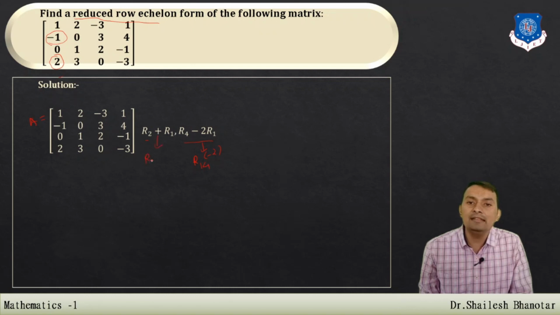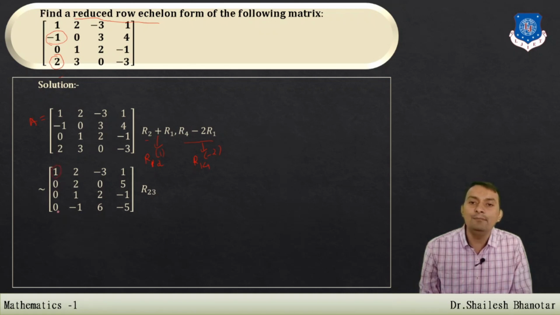This can be written as first row multiplied by 1 and added to the second row, and therefore we have its equivalent matrix, in which the first row has a leading entry, and below that particular column we have all zeros. Now I'm going to focus on the 3 by 3 matrix.